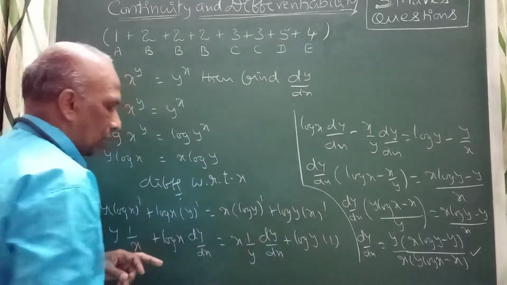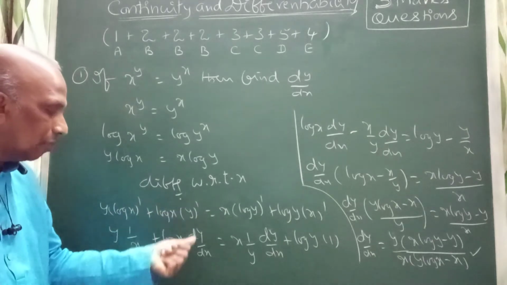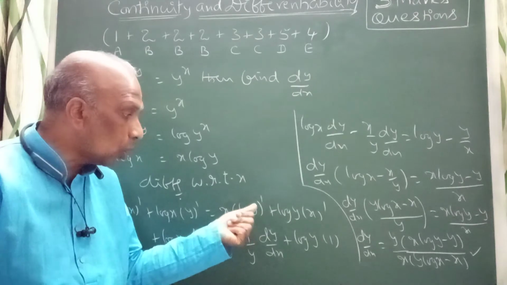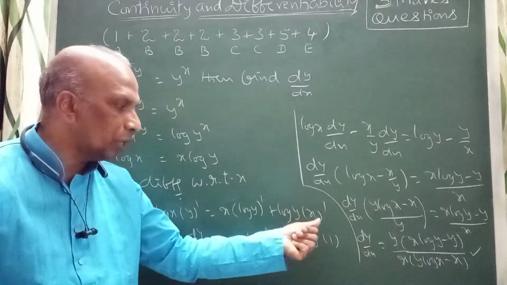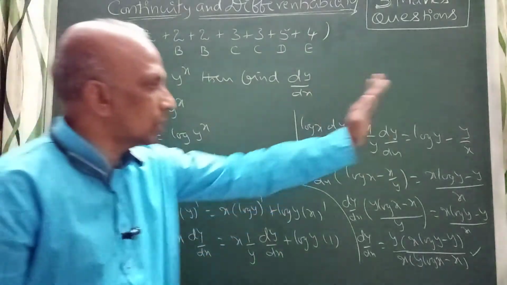Second derivative of first. Derivative of log x is 1 by x. Log x, derivative of y is dy by dx. x into... when it is not x, when it is y, log y, 1 by y dy by dx, plus log y, derivative of x is 1. Transfer dy by dx this side, this y by x that side.